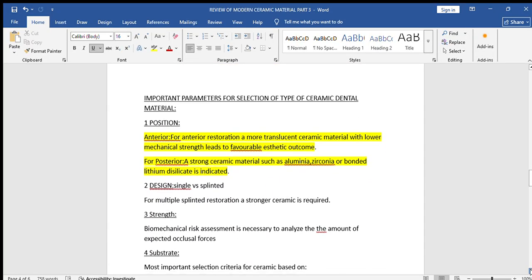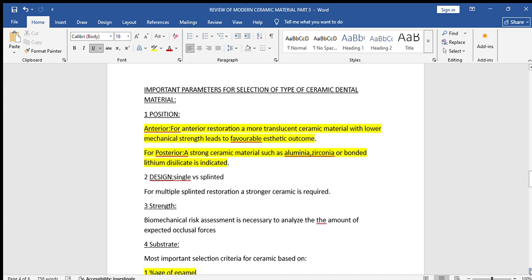Now, the last topic related to this series, which is very important: parameters for selection of the type of ceramic dental material. Which type of ceramic you will use for particular teeth, for particular indications, for particular requirements. For example, the very first factor you have to keep in mind related to selection of any ceramic material is position, either anterior or posterior.